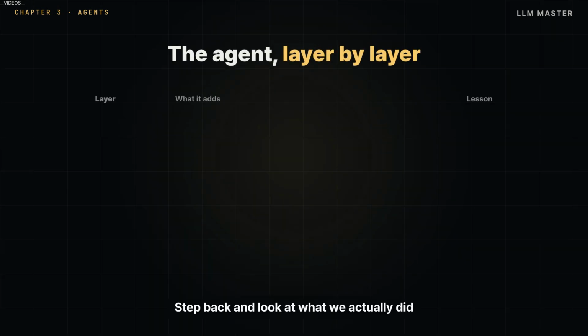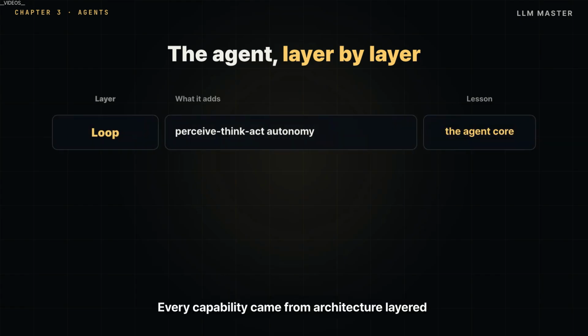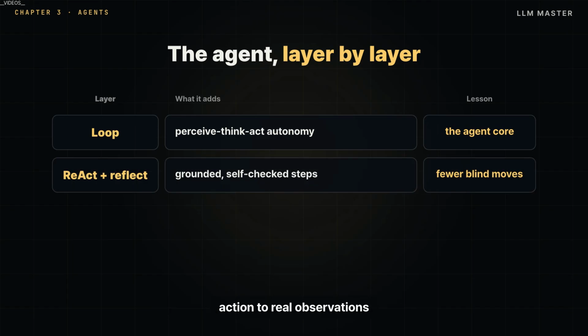Step back and look at what we actually did. We never changed the model. It's the same next token predictor from Chapter 1, front to back. Every capability came from architecture layered around it. The perceive, think, act loop turned a predictor into something autonomous. ReAct made its reasoning visible and tied each action to real observations. Reflection let it check its own work.